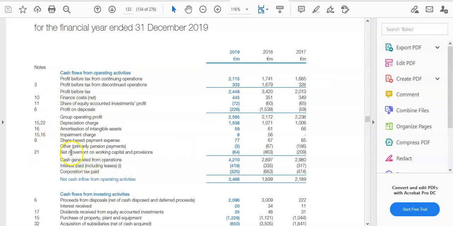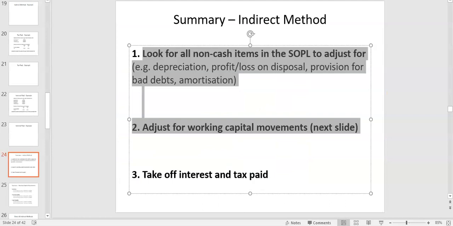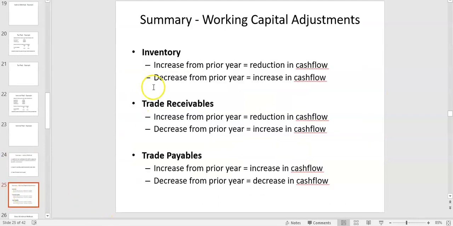And different notes then tell you where different items are. So if you want to see what's their movement in working capital, you go to note 21. If you want to see where they're getting their finance costs from, you go to note 10. So it's quite a similar layout, and that's why we have IAS 7, is to standardize the approach to the layout of a statement of cash flows to allow comparability year on year in the same company or across companies as well.